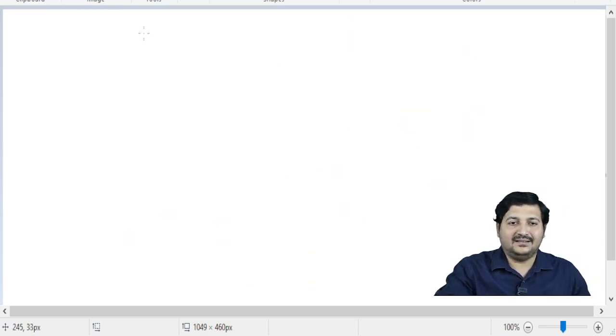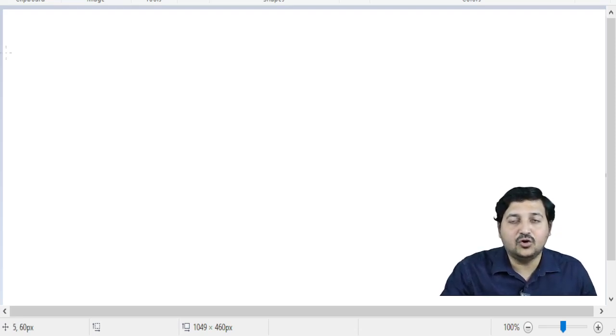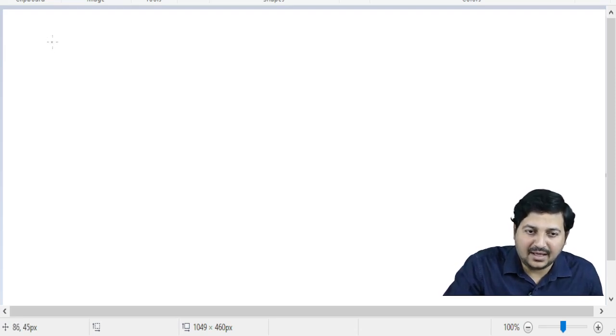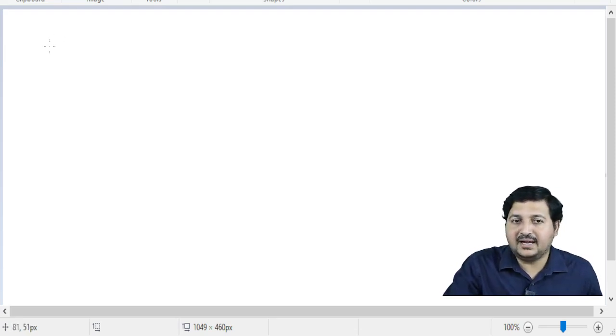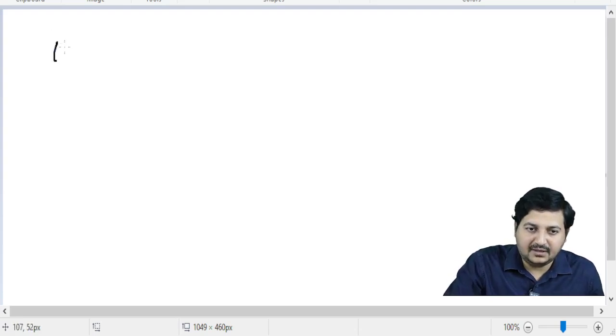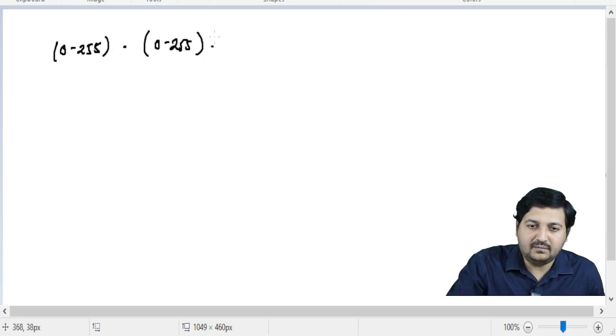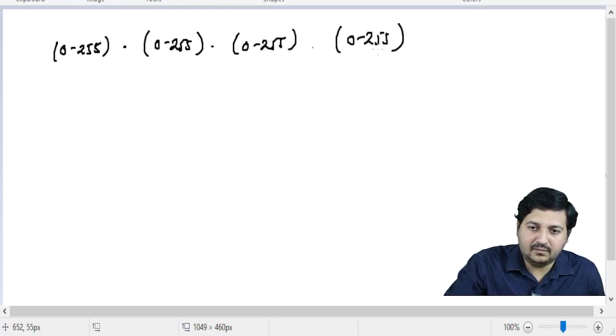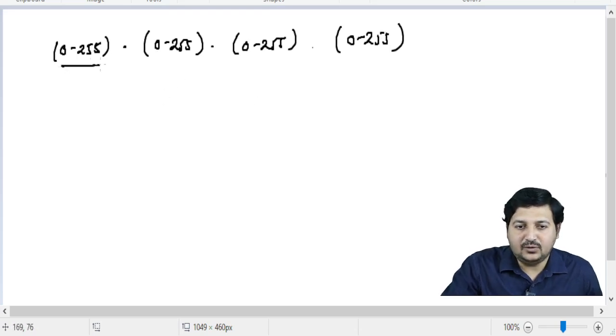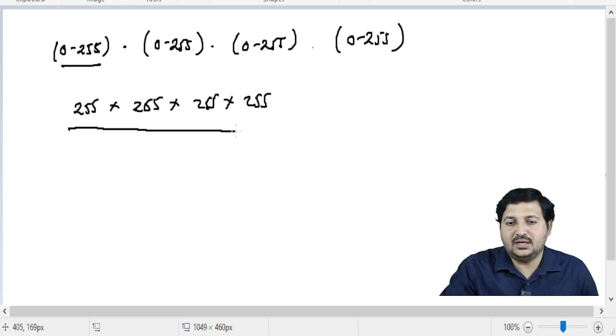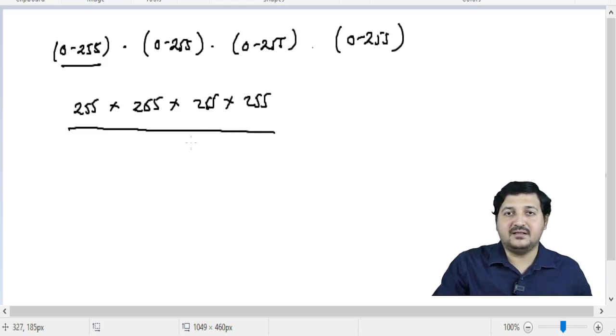Now another thing. For example, if someone asks you how many IP addresses you are going to get in an IP address, what will your answer be? Your answer depends on how many octets there are in an IP. We have 4 octets. In the first octet the variation will be 0 to 255, dot 0 to 255, dot 0 to 255, dot 0 to 255. So how many IPs are we going to get? Here 255 combinations times 255 combinations times 255 combinations times 255 combinations. So this is the total number of IP addresses we are going to get.